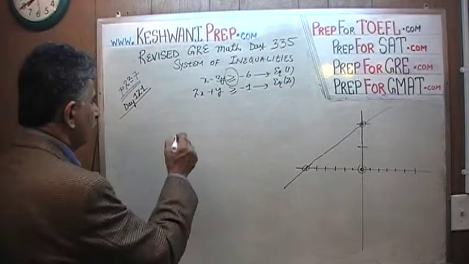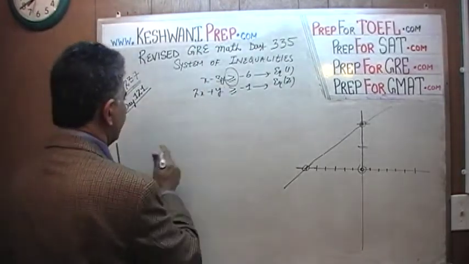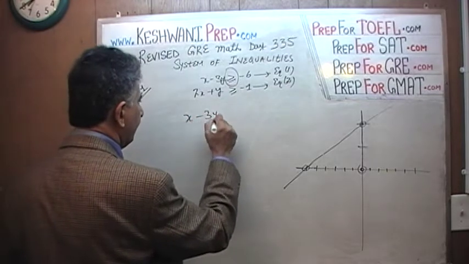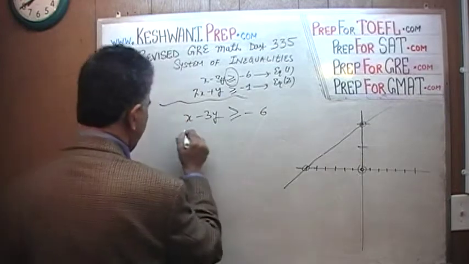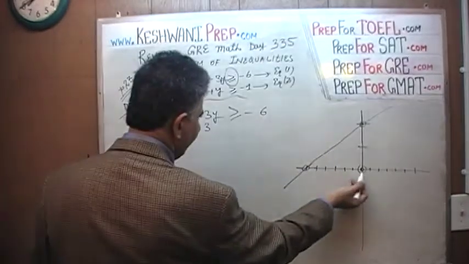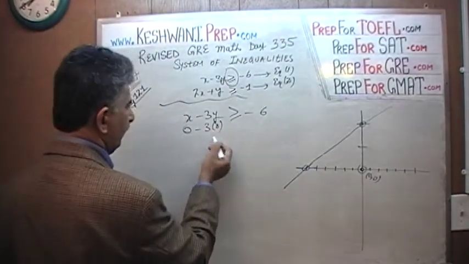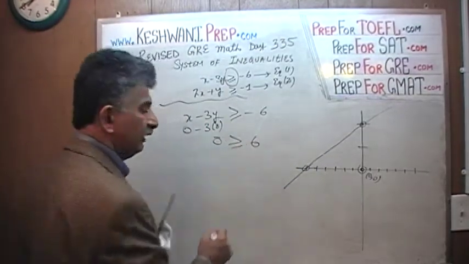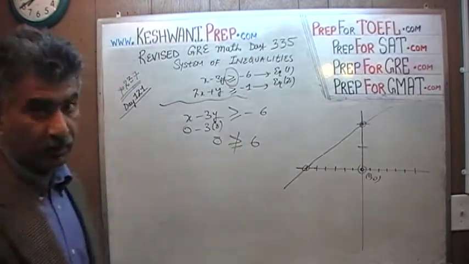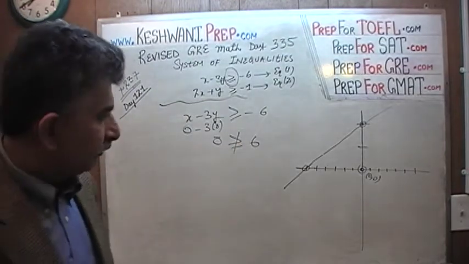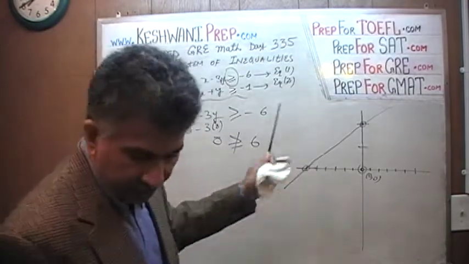Let's find out. x minus 3y is greater than or equal to negative 6 when x is 0 and when y is 0. 0 minus 0 is 0. Is 0 greater than or equal to 6? The answer is no. 0 is not greater than or equal to 6, which means the solution does not lie below it, it lies above it.